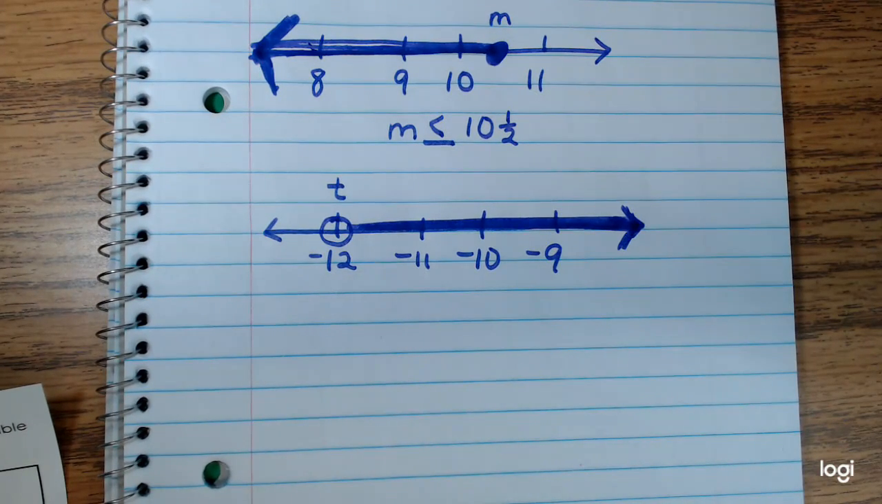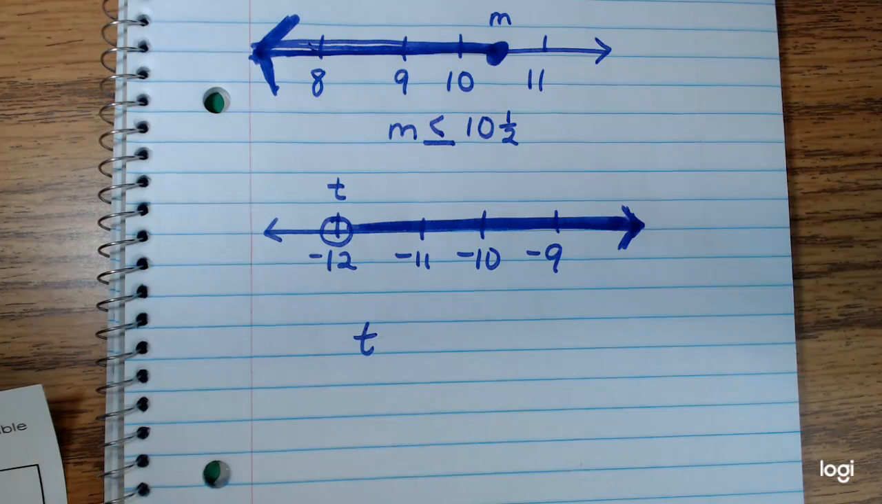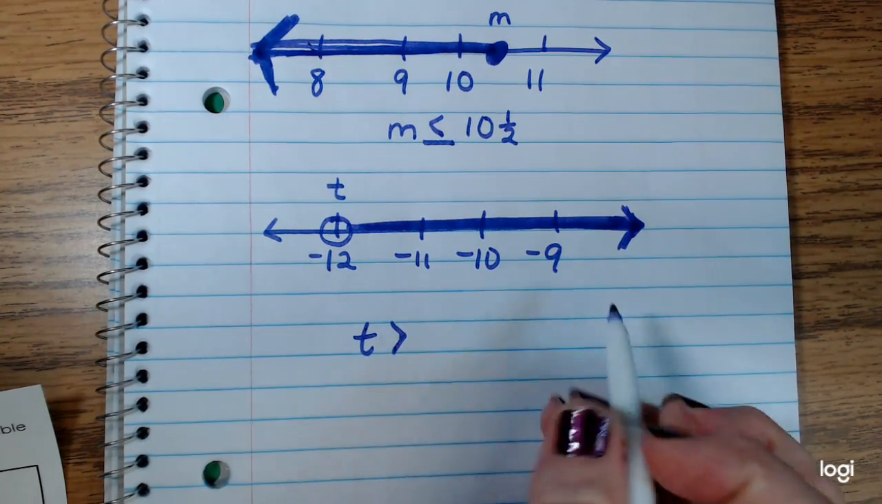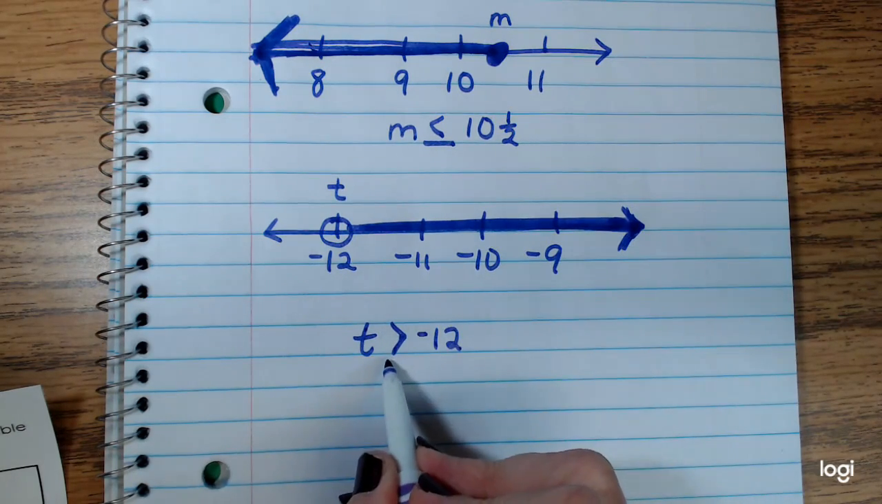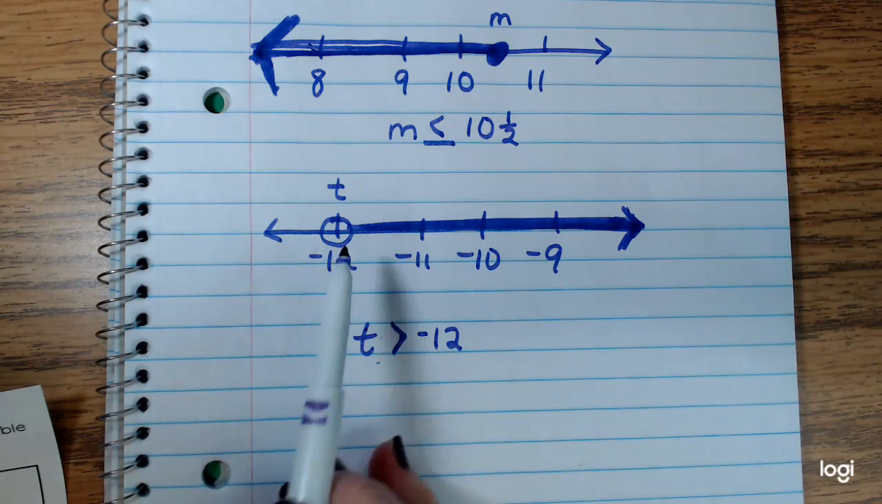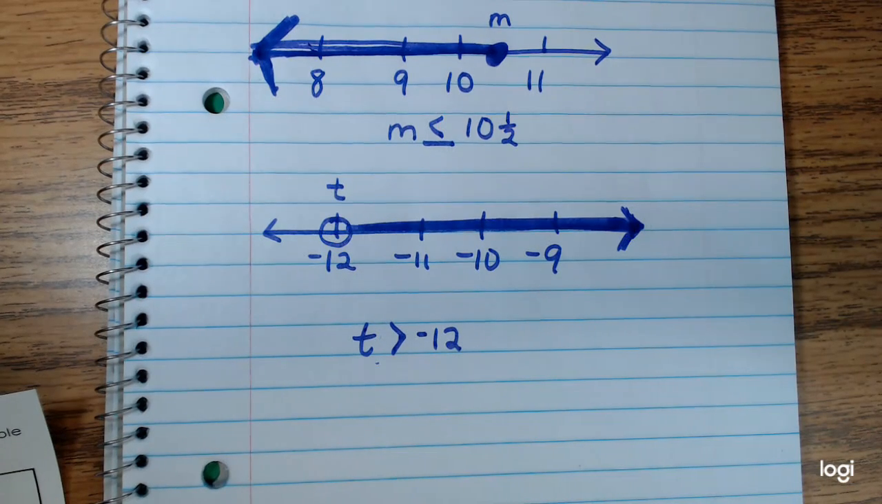What inequality would you write? The variable is T. T happens to be going greater than what number? -12. Is it equal to? No, I can't color the circle because it's not equal to. It is left open. All right, so we're going to do some practice here in the classroom. Hopefully these notes will help you out.